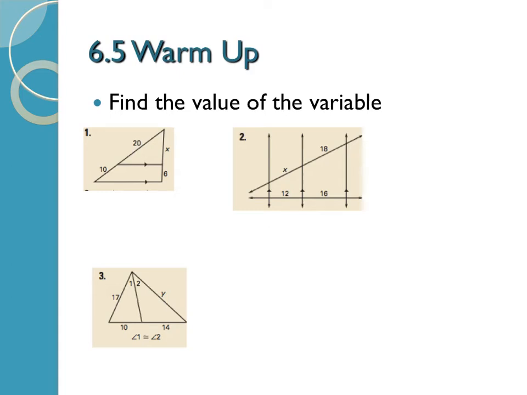All right, so 6.5 was all the proportionality theorems, right? Dealing with the parallel lines in a triangle like the first one, or 3 parallel lines being intersected by transversals like the second one, and then the angle bisector like number 3. So it says to find the value of the variable.